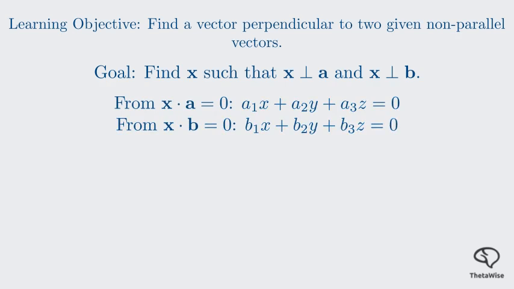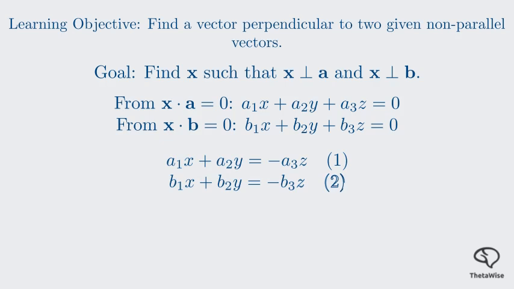We have two equations and three unknowns. This type of system usually has infinitely many solutions. Let's solve it for x and y in terms of z. Rearranging gives us two equations in x and y that depend on z. We can eliminate x using a standard method of multiplying the first equation by negative b1 and the second by a1, and then adding them. The x terms cancel, and after some algebra, we can solve for y in terms of z. By a similar process of eliminating y, we could also solve for x in terms of z.